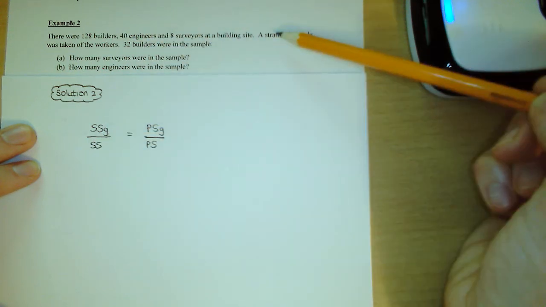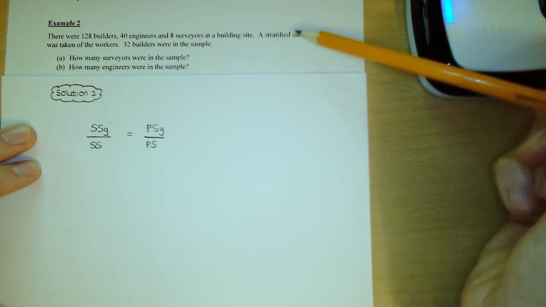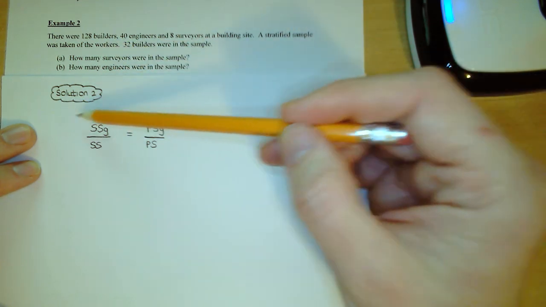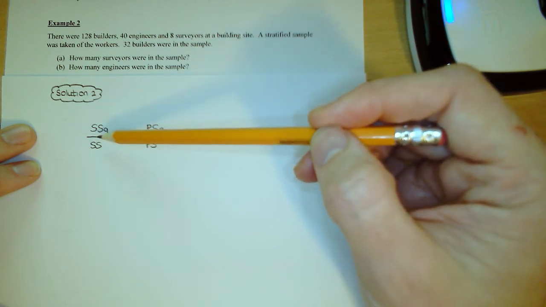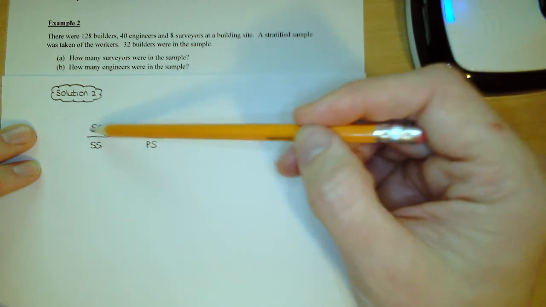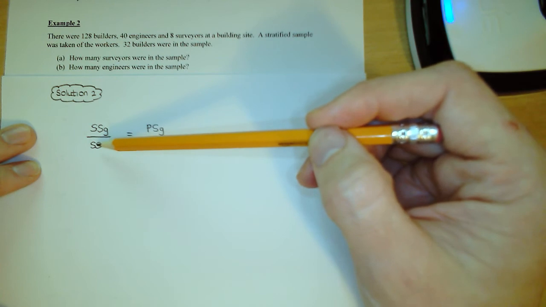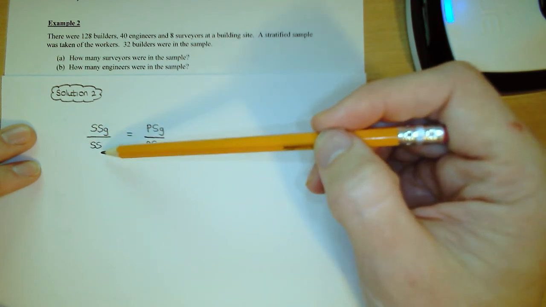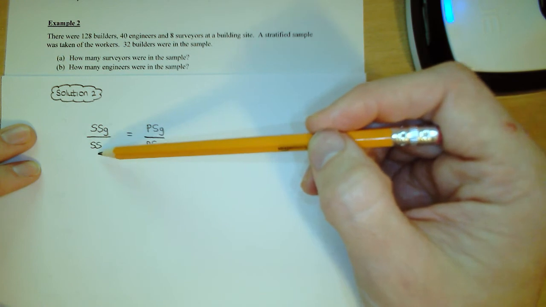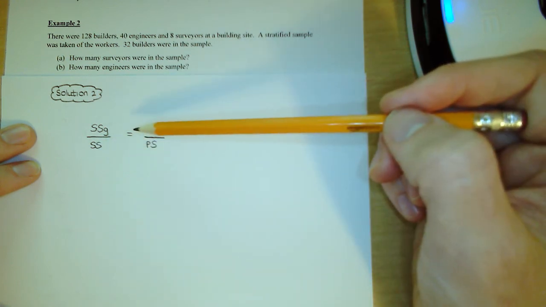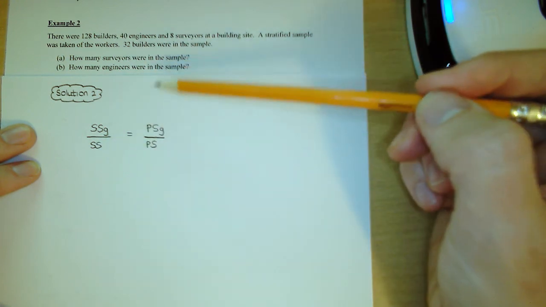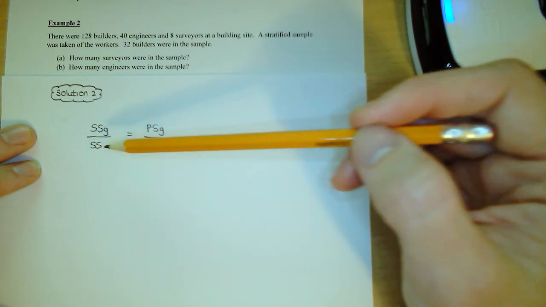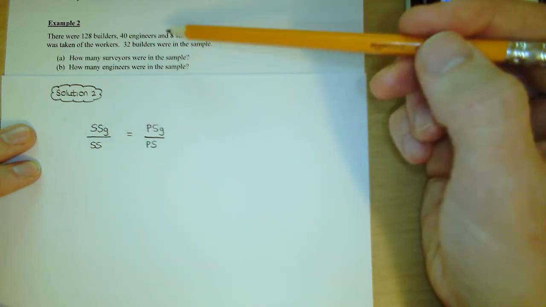It doesn't actually tell us how many are in the sample in total. It just says a stratified sample was taken. So the problem is we can't go to the surveyors group first, because if we do, there's 2 unknowns. There's the unknown that we're trying to find, but then there's another unknown. So the big problem is we need to get the sample size. So the only way we're going to get that is if we go to a different group. So there must be a different group where we know 3 out of the 4 things and we can work out the sample size.